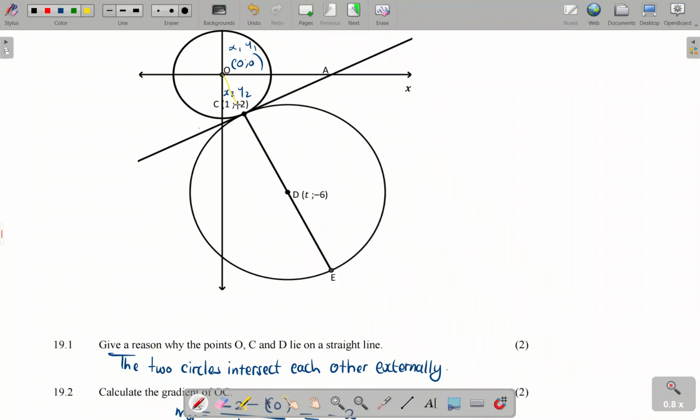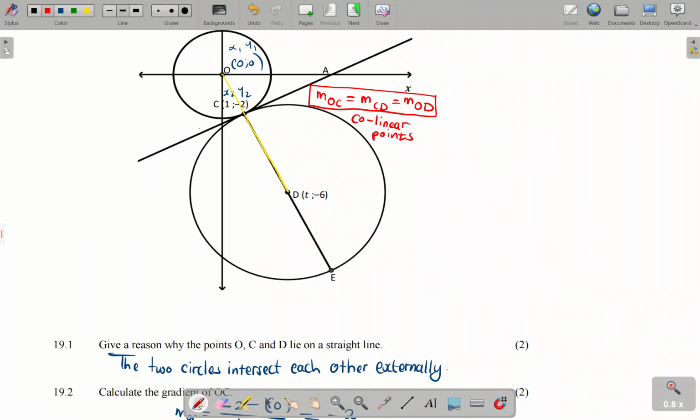Remember this, that OC and CD there, they lie on the same straight line. So whenever they lie on the same straight line, it means the gradient of OC is the same as the gradient of CD, and it's the same as the gradient of OD. This is when you have collinear points.